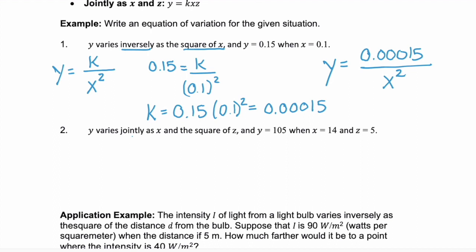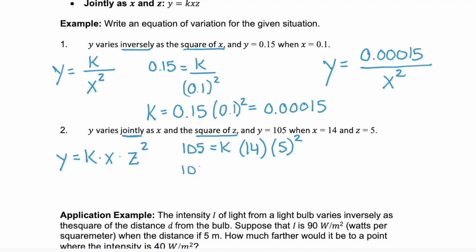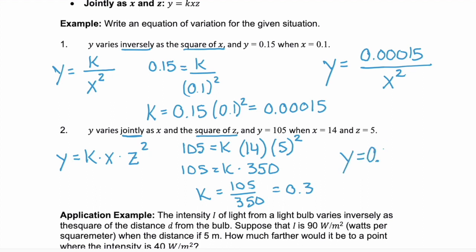And number 2: y varies jointly as x and the square of z. So y equals our constant times x times the square of z, so z squared. And then we're given some values. So y is 105. We're trying to find k. X is 14, and z is 5, and it needs to be squared. So 105 equals k times 350. So k then is equal to 105 over 350, or 3/10. That means our joint variation will be y equals our constant, 0.3, x z squared. See, they're not too bad. Just take it piece by piece.